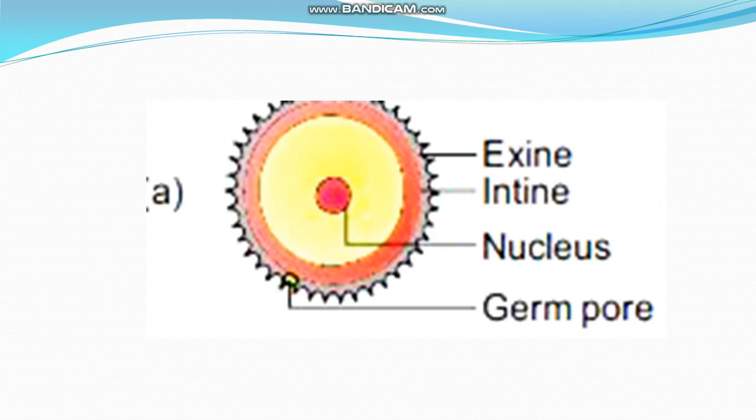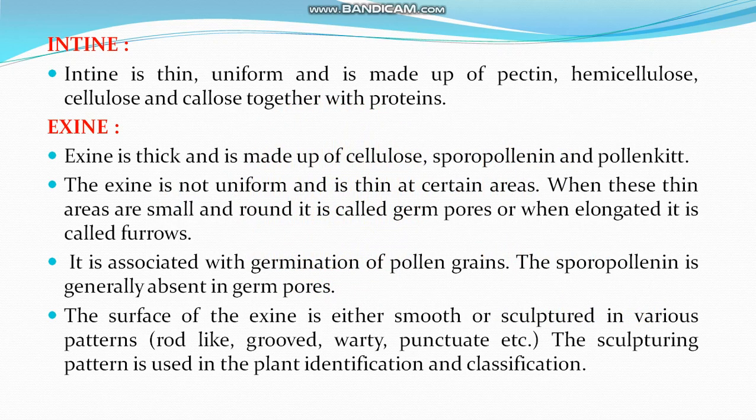The microspore or pollen grain, the inside is filled with protoplasm. Protoplasm is classified into cytoplasm. The pollen grain contains the central nucleus. Intine is the innermost layer of the pollen grain. It is thin, uniform, and it is made up of pectin, hemicellulose, cellulose and callose together with protein.